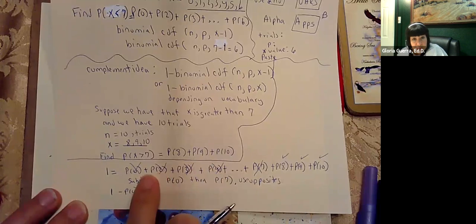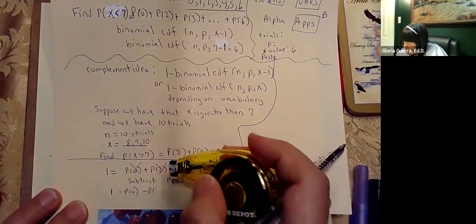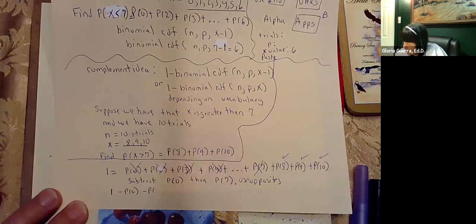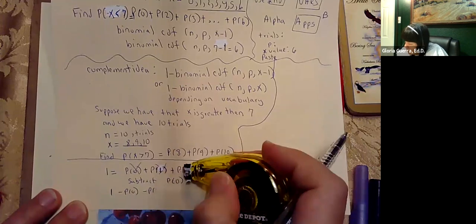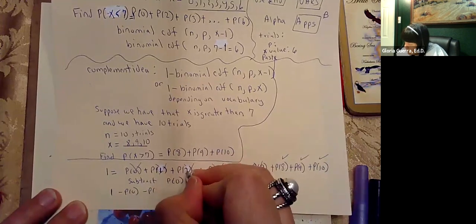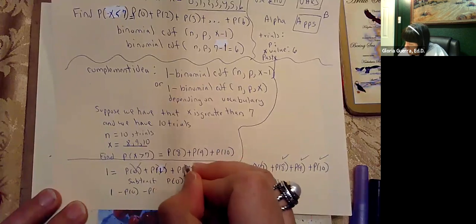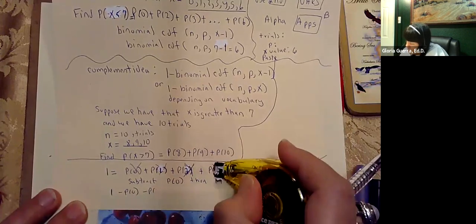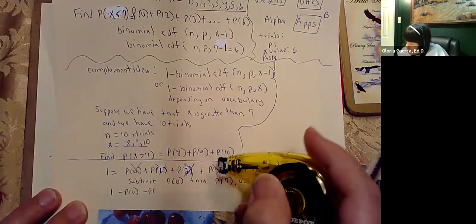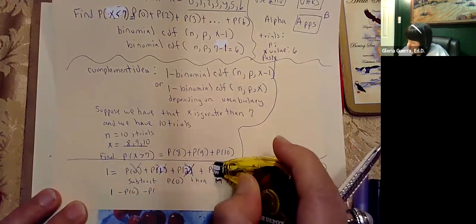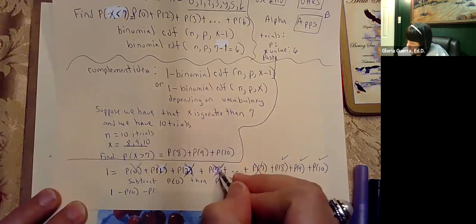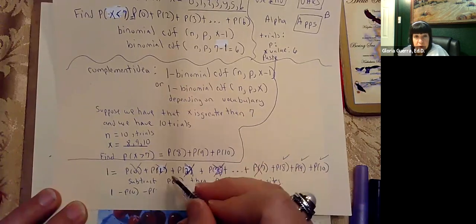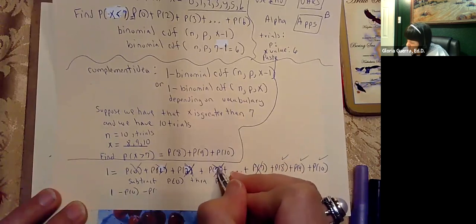I think I skipped 1, p of 0, p of 1. I shouldn't skip that. So this is p of 1, should go in order. P of 2. I'll just put this as p of 3. So p of 1, p of 2, p of 3.